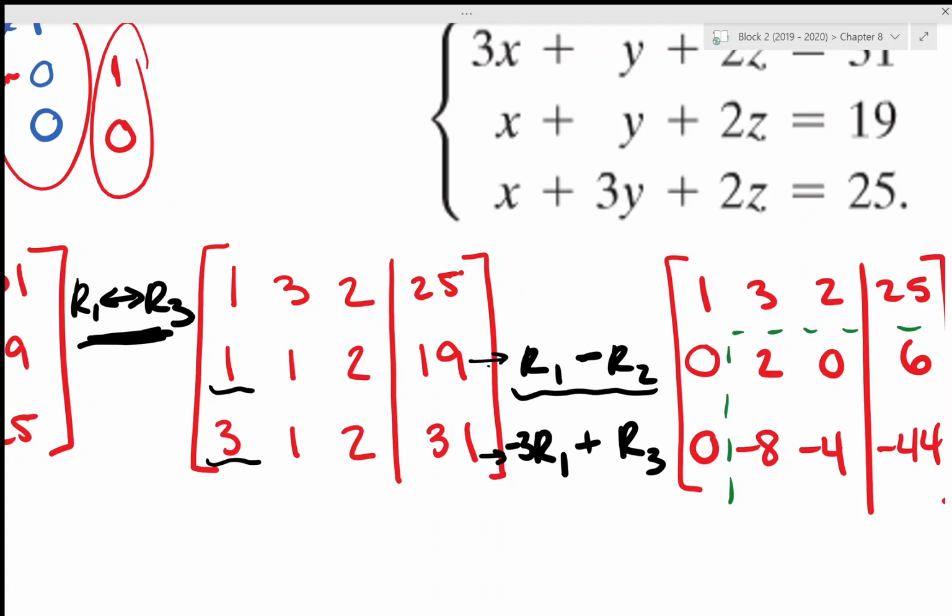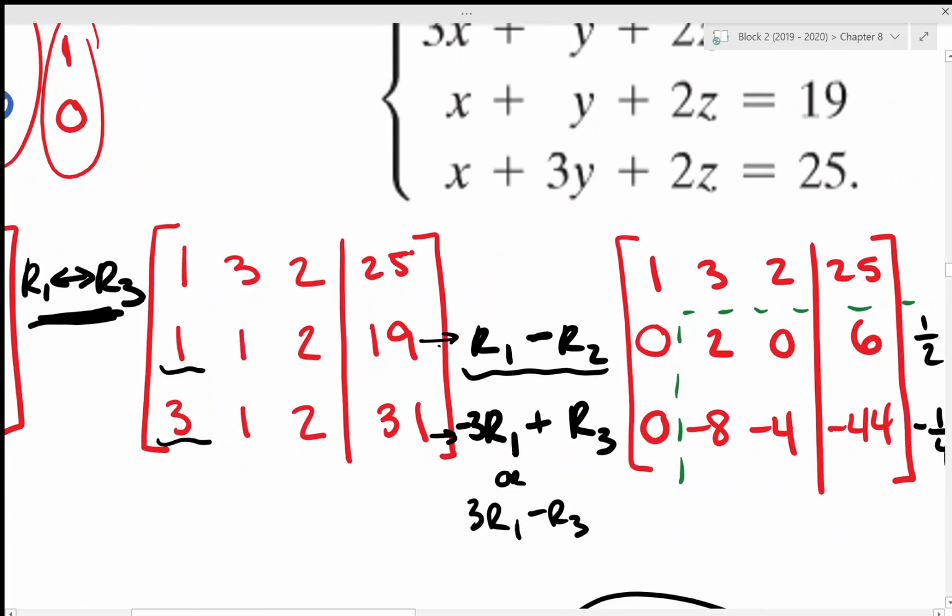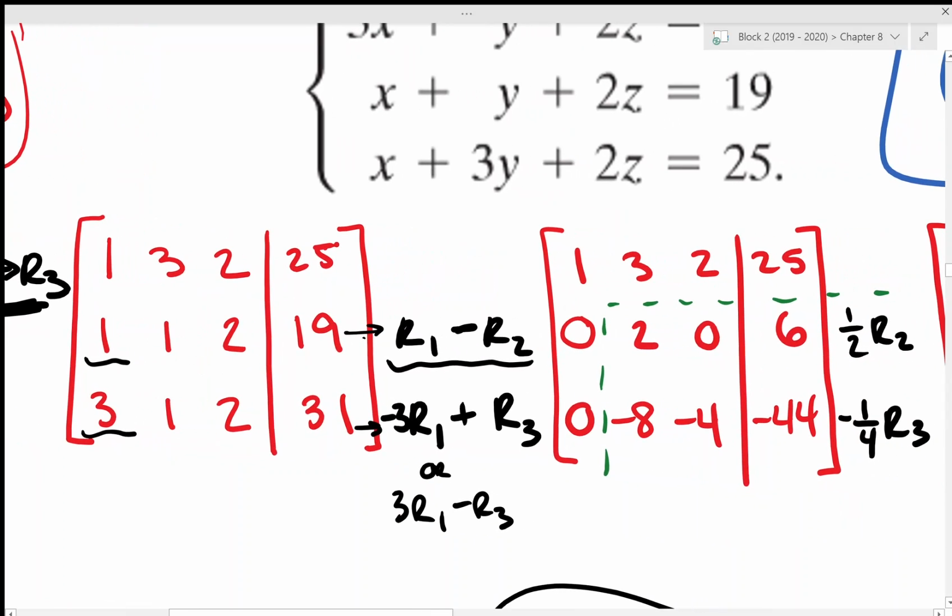So what I have to do is to row 1, I have to multiply a negative 3 and then add row 3. You could have also multiplied a positive 3 and then subtracted row 3. Either one will be just fine. And when I do that, my row 2 now will become 0, 2, 0, 6. And row 3 will become 0, negative 8, negative 4, negative 44.